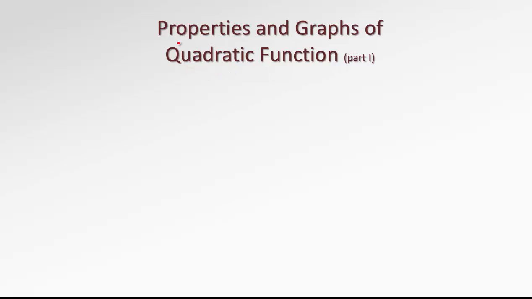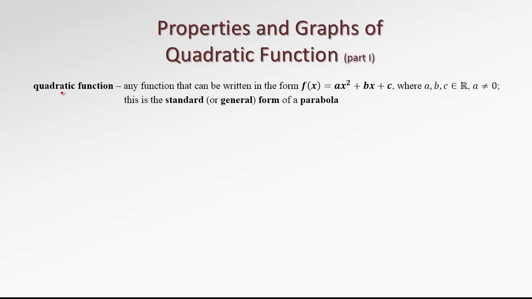In this video, we'll talk about properties and graphs of quadratic functions. Let's recall that a quadratic function is any function that can be written in the form ax squared plus bx plus c, with real number coefficients a, b, c, and the assumption that a is different than 0 to make sure that the function is indeed quadratic, right? This is a standard form, or sometimes referred to as general form, of a parabola.